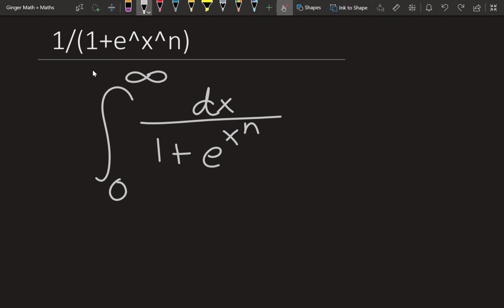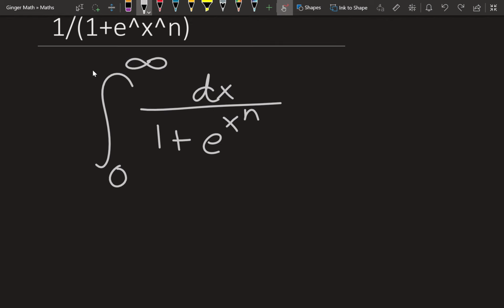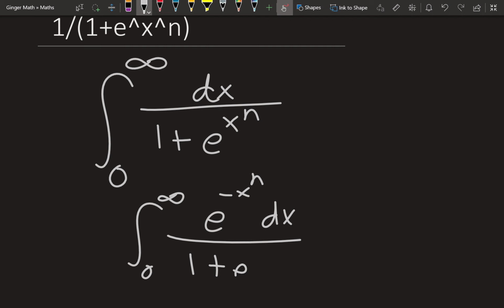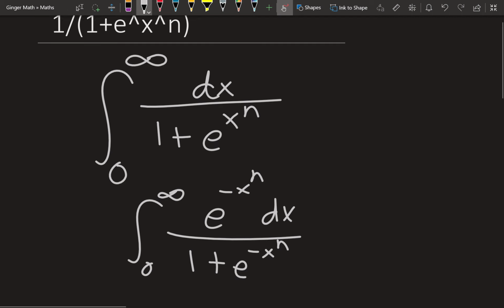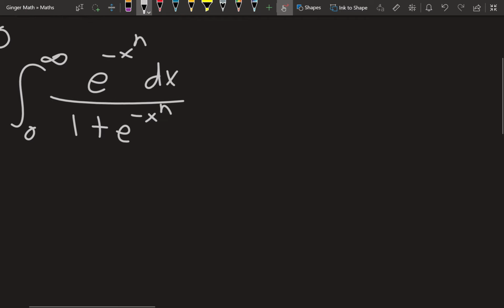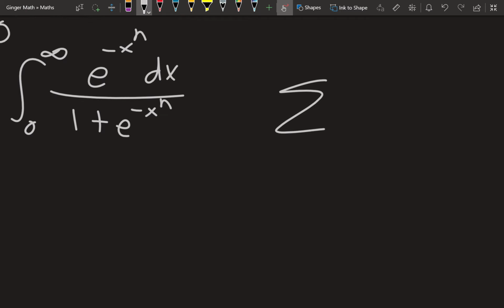So we're going to just have, let's see, the integral from 0 to infinity, still, no u subs yet, of e to the minus x to the n dx over 1 plus e to the minus x to the n. And you might remember from calculus that the sum of some x to the k is equal to 1 over 1 minus x.